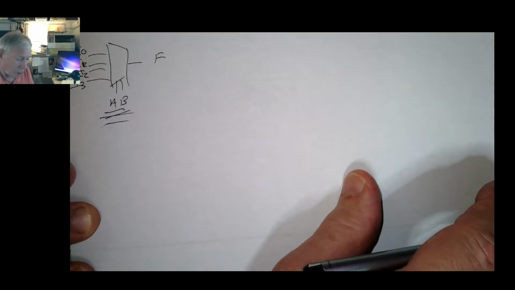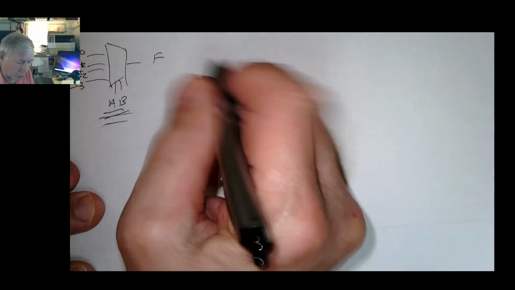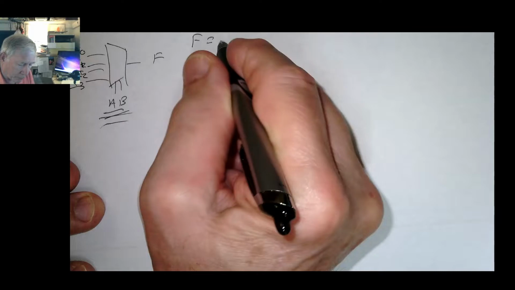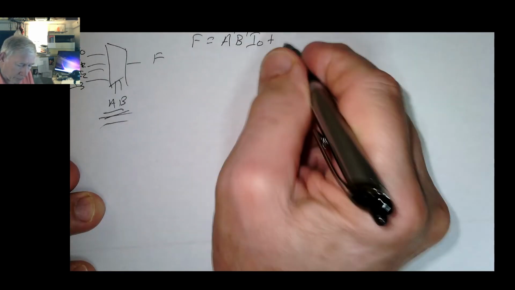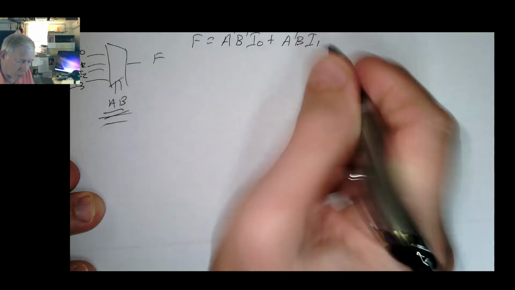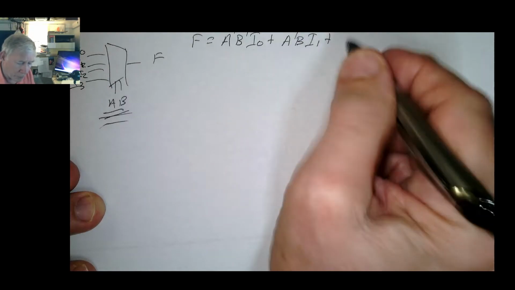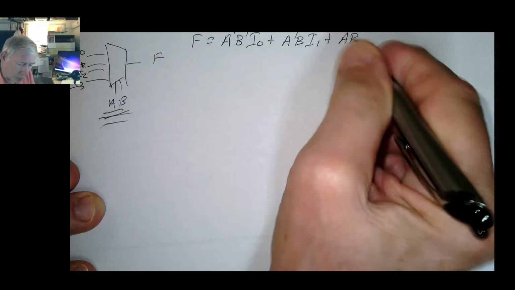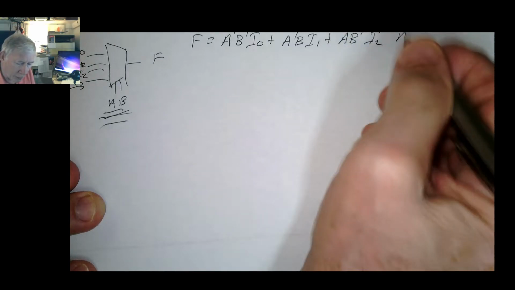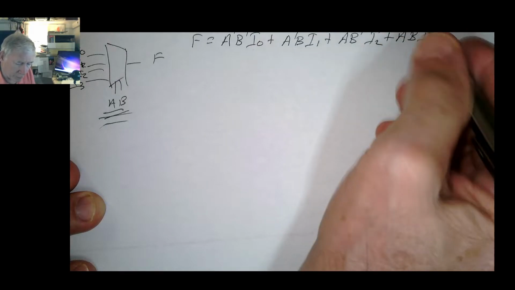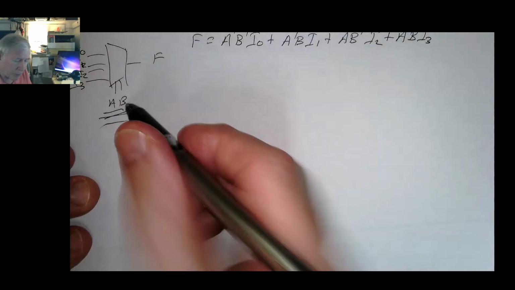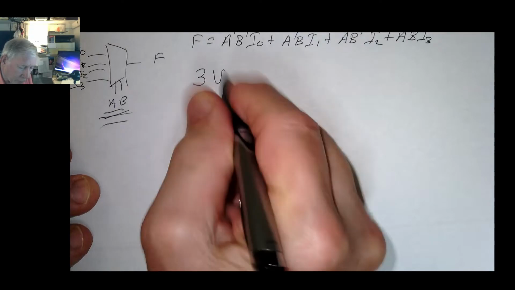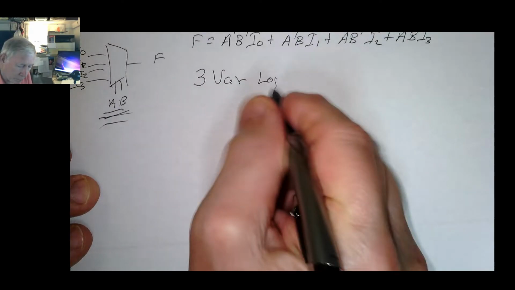So now we can write the equation for this. We already looked at this. We see that F equals A prime B prime I0, so when they're both 0, we're selecting for I0, or A prime B for I1, so when it's 0, 1, we're selecting for I1, or A B prime for I2, and when it's A B, we're selecting for I3. So that's the equation. Now, how are we going to use this to implement any 3-variable logic function?